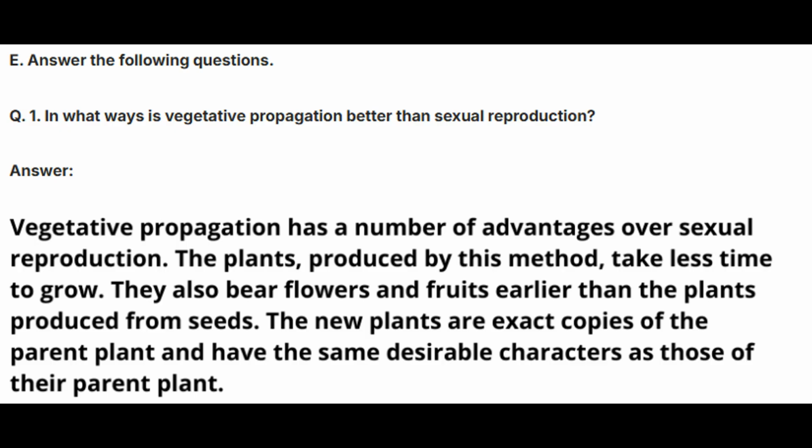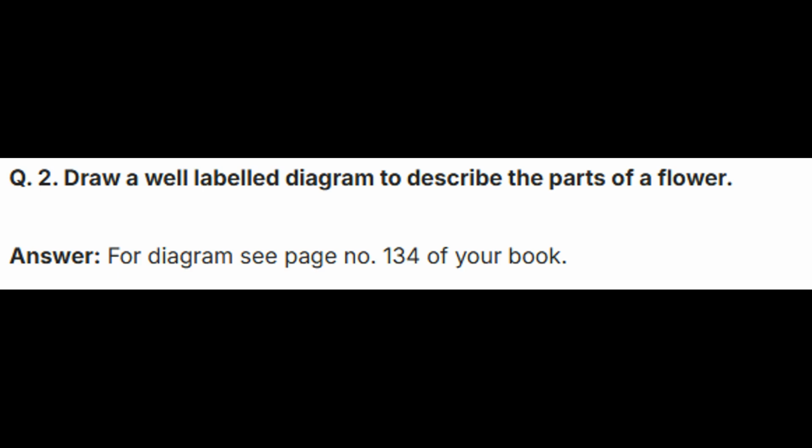E. Answer the following questions. Question first. In what ways is vegetative propagation better than sexual reproduction? Answer. Vegetative propagation has a number of advantages over sexual reproduction. The plants produced by this method take less time to grow. They also bear flowers and fruits earlier than the plants produced from seeds. The new plants are exact copies of the parent plant and have the same desirable characters as those of their parent plant.